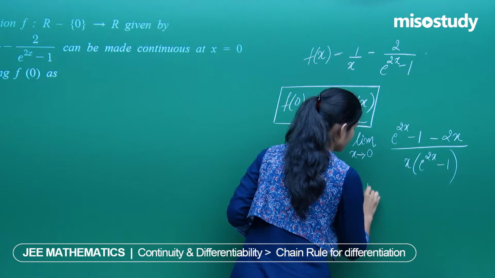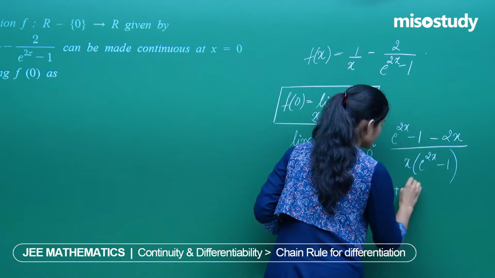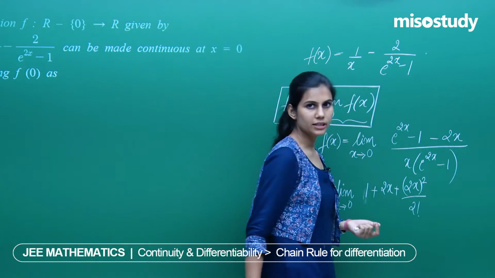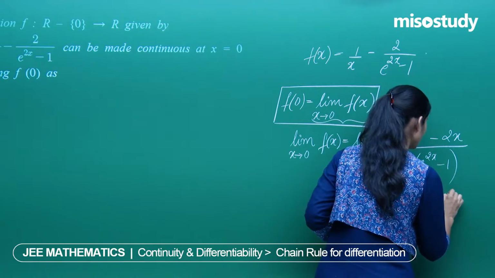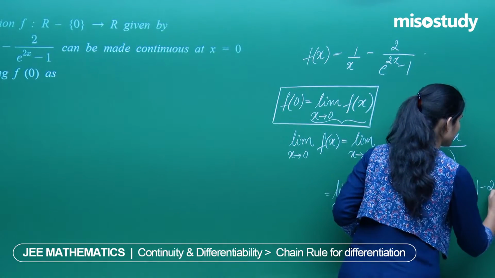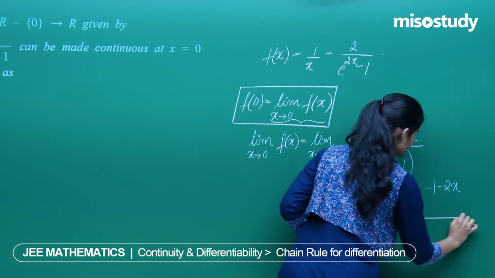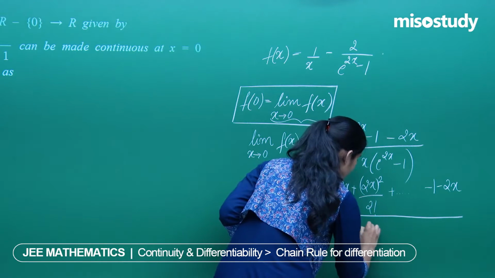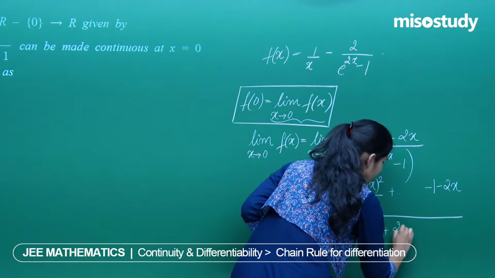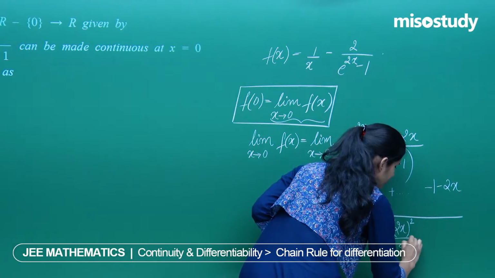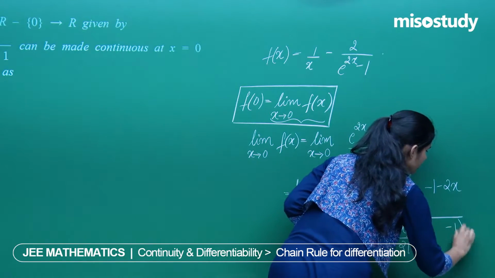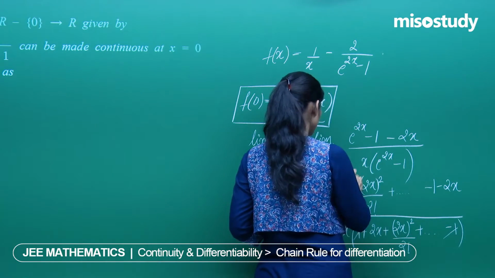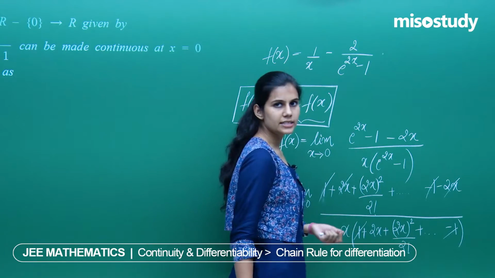e to the, or I should write 1 plus 2x square by 2 factorial plus 2x cube by 3 factorial and so on, minus 1 minus 2x as it is. I am just using the expansion of the exponential function, and then in the denominator as well this is 1 plus 2x square by 2 factorial plus and so on minus 1. 1 minus 1 gets cancelled, 1, 2x, minus 1, minus 2x, everything gets cancelled out.